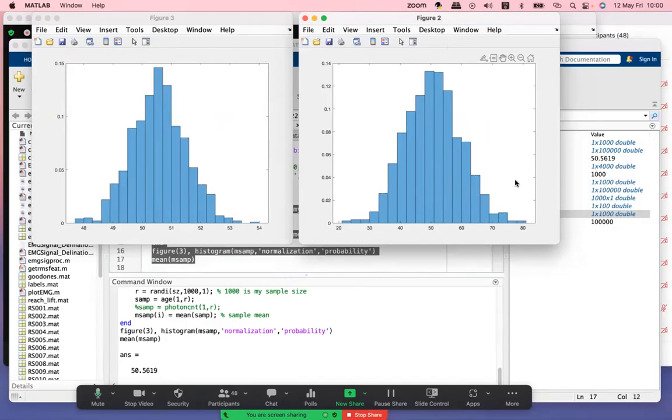Do you see the difference, guys? Here the values are changing between 48 and 53. Here the values are changing between 20, 25 to 80, right? That means the standard deviation or the variance is high if the sample size is low, okay? Sample size here is 10, sample size here is 1,000.